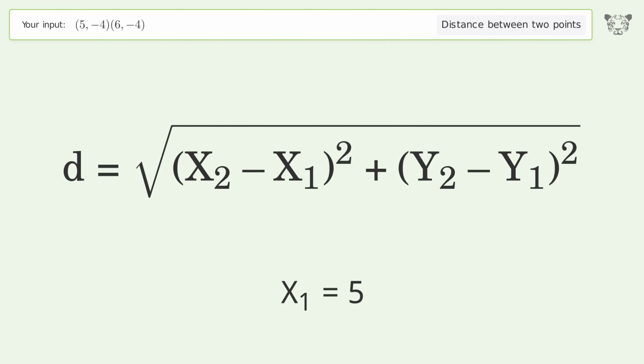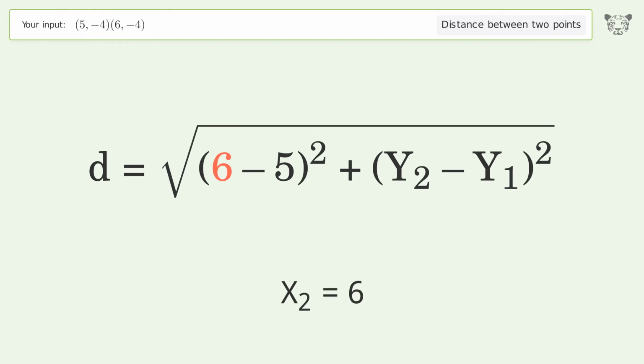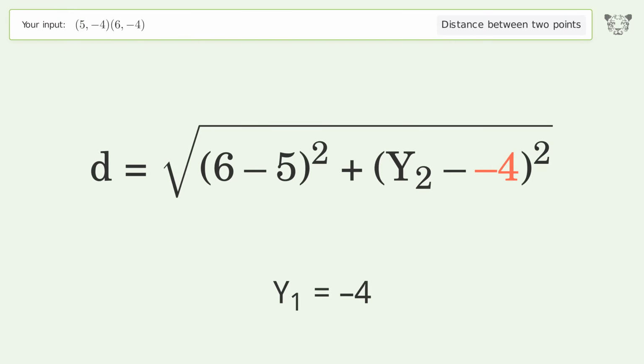x1 equals 5. x2 equals 6. y1 equals -4. y2 equals -4.